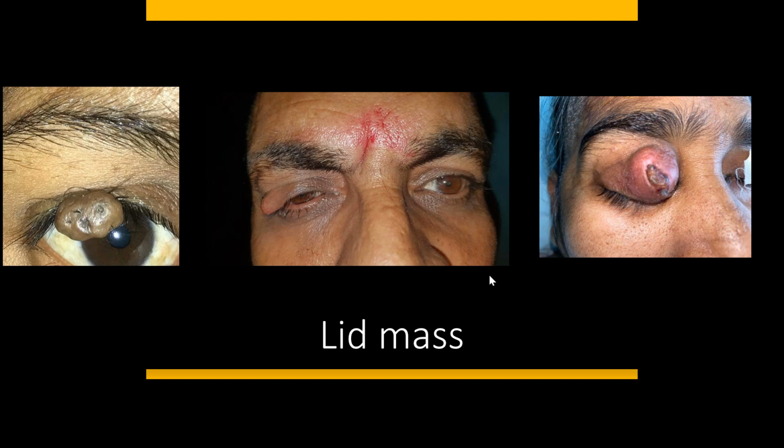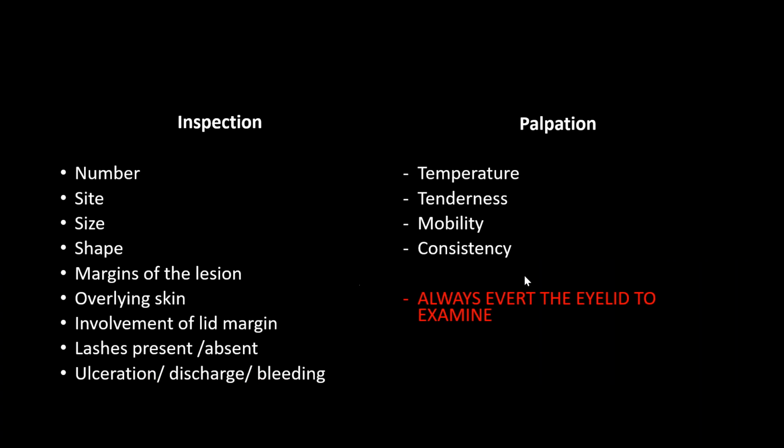So for lid masses, you have to inspect them, just how we do it in surgery. You have to check the number, whether they're single or multiple, the site, whether it's on the lid margin or the lid surface, the approximate size by inspection, then the shape, whether it's a well-defined or ill-defined lesion, how the overlying skin is, whether it's ulcerated or has any skin changes, and if there's involvement of the lid margin, because that's also important. I'll tell you how it helps you a lot in deciding what kind of surgeries you want to do.